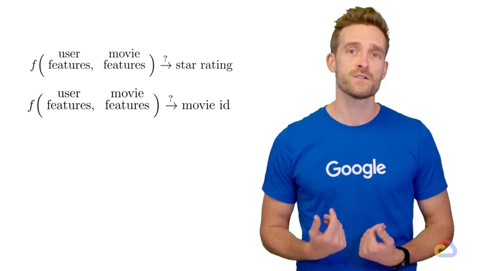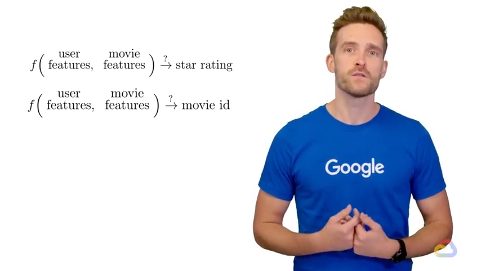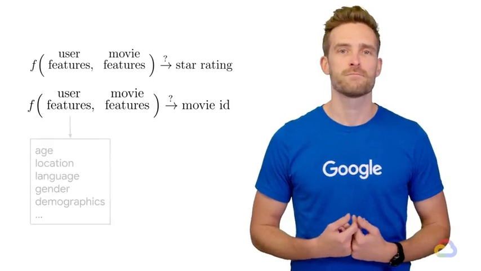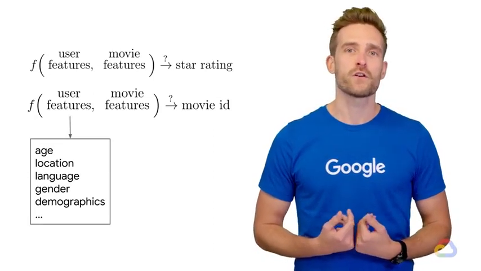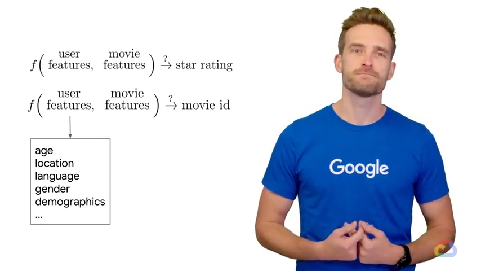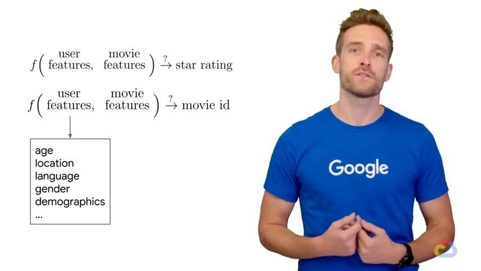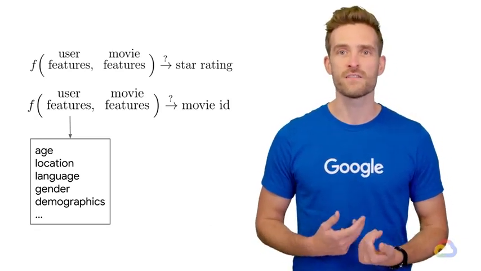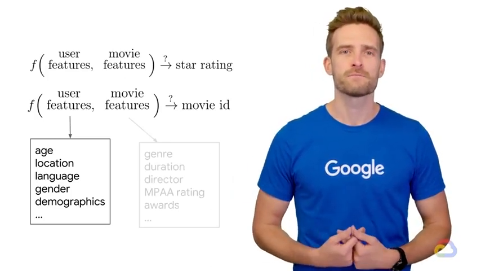Or from a classification perspective, perhaps we will try to determine which movie in our database the user will want to watch next. In either case, we would probably want to use features of our user and features of our items, in this case movies, to make that prediction. For the user features, we could perhaps consider things like the user's age, location, native language, gender, or other demographics that we think might be relevant.